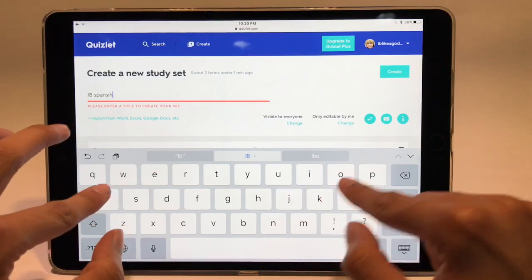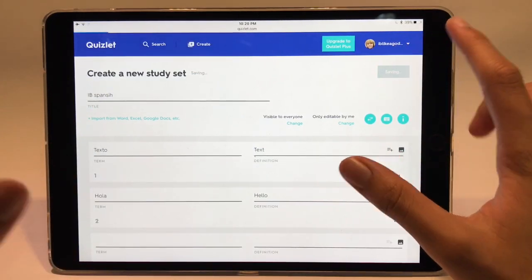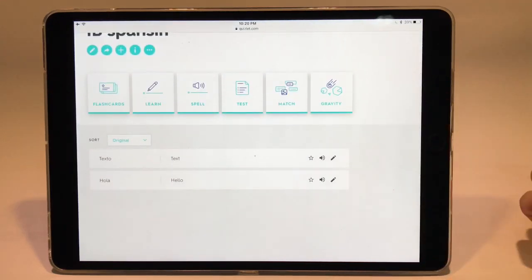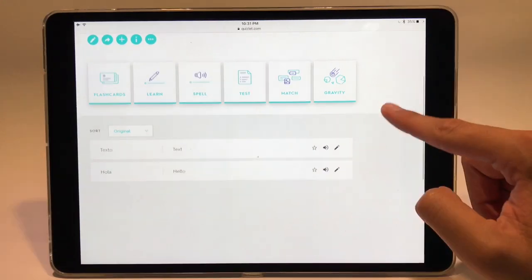And with that, you're going to create these study sets that you're going to use to study. So the way this works is that you have these two words, right? So the way you study, hopefully you'll have like 100, 200, 300 words. But the way you study is very simple. Now I only have 2 words.